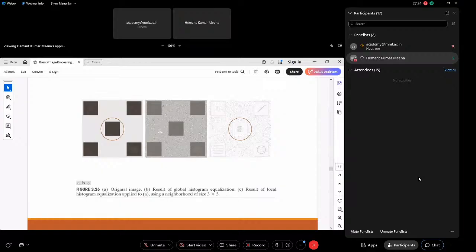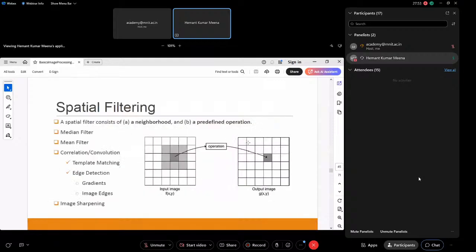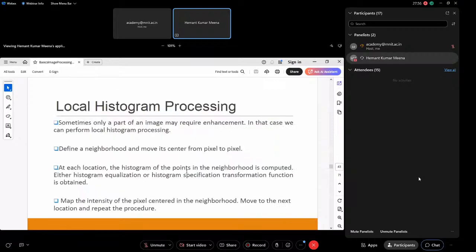Original image is there. If we take the overall global equalization, that will be the result. But if we do the local histogram equalization, what is the neighborhood? The famous neighborhood in image processing is 3 by 3. So here when you do it, you will be able to see the third image. So this is the case.